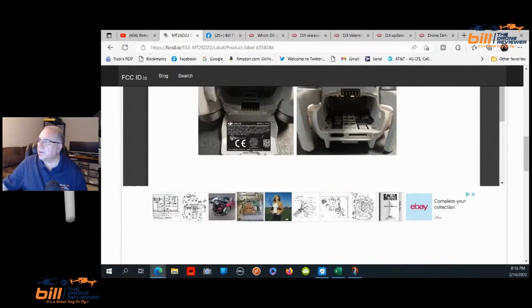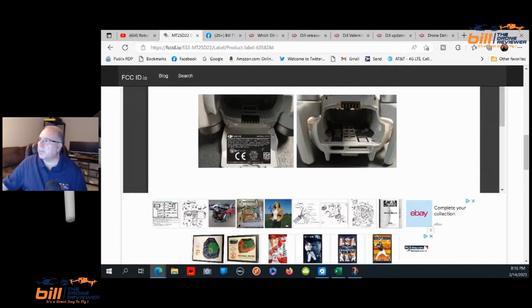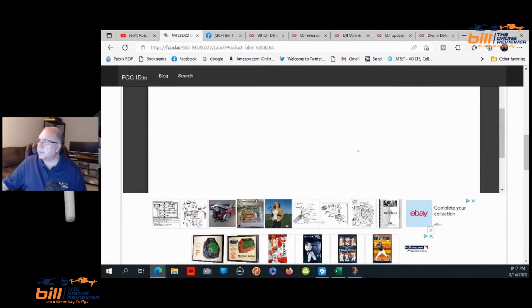Okay, now here you can take a look and see. This is the label in the battery compartment of the drone on the door, and this is the label inside the drone itself right here. Okay, this is the drone upside down, by the way. This is the drone right side up, and you can see that there's a label on the door. And there's a label inside on the floor of the battery panel in here. You can take a look.